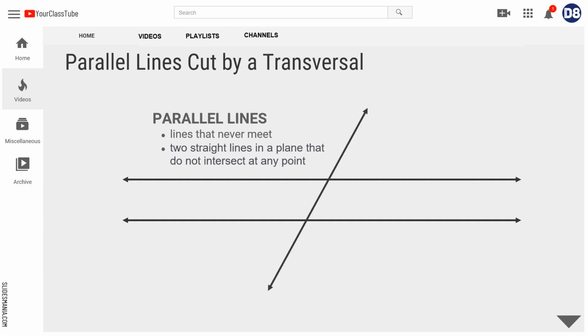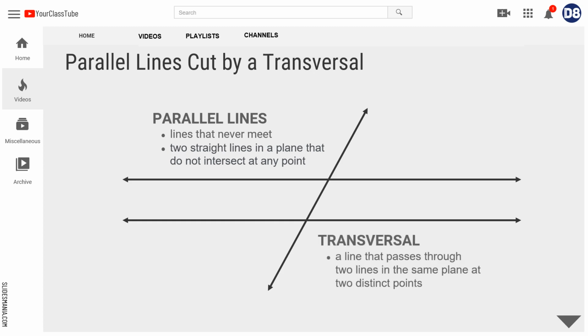So let's add another line, one that goes across these two parallel lines. We call this the transversal. A transversal is a line that passes through two lines in the same plane at two distinct points. So here, they meet at two distinct points.